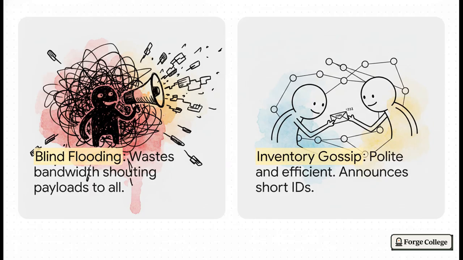To understand propagation, think of a juicy party rumor. Blind flooding is like walking into a crowded room and screaming a massive, complex secret at the top of your lungs to every single person at the exact same time. It's chaotic, it's redundant, and frankly, it breaks the internet by wasting a massive amount of bandwidth. Inventory gossip, on the other hand, is the far superior engineering choice. It's polite, it's highly targeted, and it saves our network from just grinding to a complete halt.